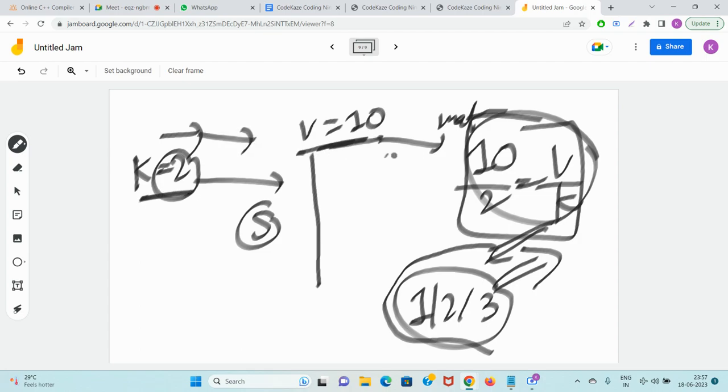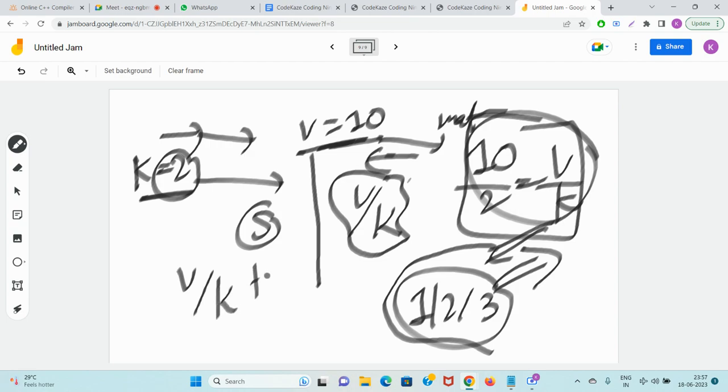So guys, you should always know that if the strength of the monster is V and the arrow coming is K, then the total number of arrows from left and right it needs is V by K. Means if it is perfectly divisible, then V by K, or else V by K plus 1.